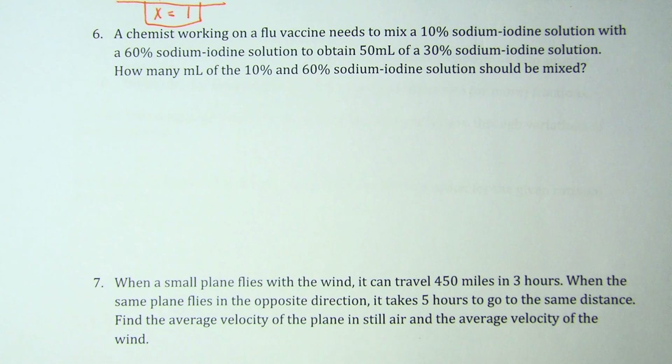So in this example here, we have a chemist working on a flu vaccine, and they need to mix a 10% sodium iodine solution with a 60% sodium iodine solution to obtain 50 milliliters of a 30% sodium iodine solution. How many milliliters of the 10% and 60% solutions should be mixed? Now, you don't need to know anything about chemistry or flu vaccines or sodium iodine or anything like that. You don't need to know anything about those things to be able to solve this question.